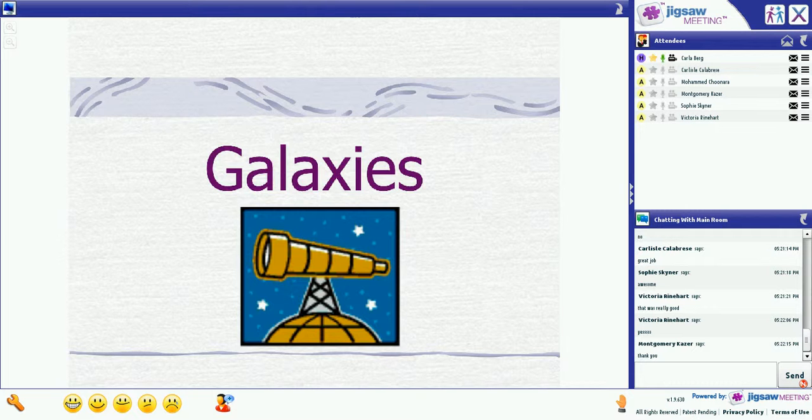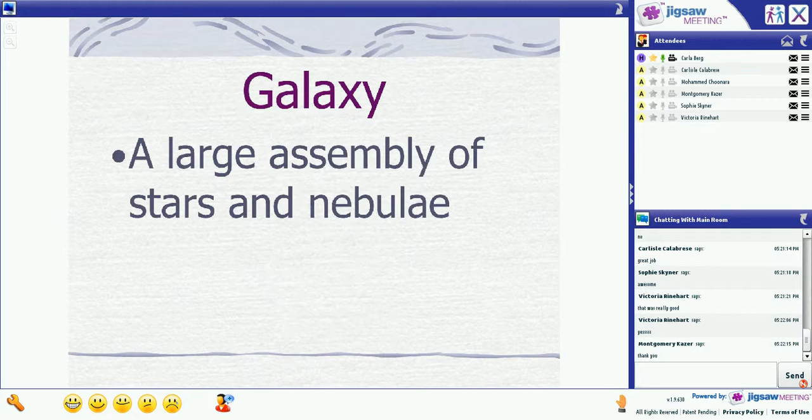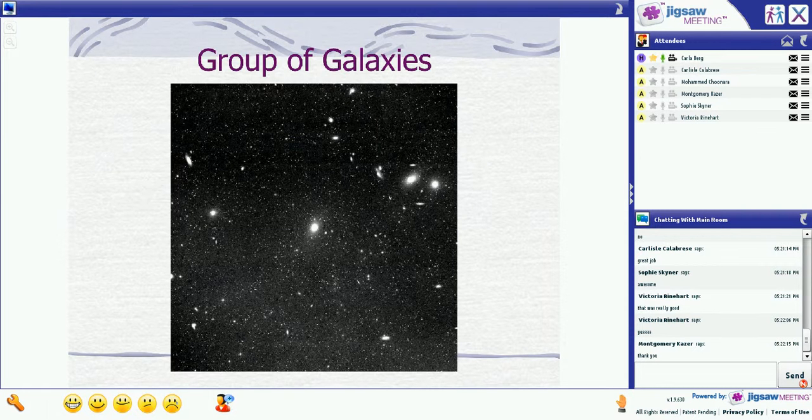And next we have galaxies. A galaxy is a large assembly of stars and nebula. Here is a picture of a group of galaxies.